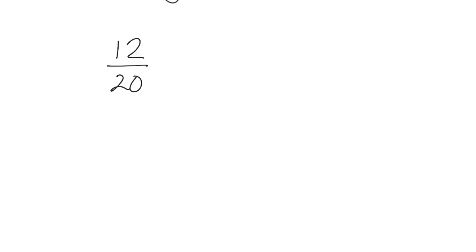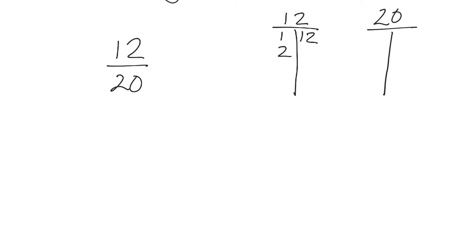You have done the greatest common factors by listing the factors of each number. So the factors of 12 would be 1 and 12, 2 and 6, 3 and 4. For 20, you would have 1 and 20, 2 and 10, no 3 because it's not divisible by 3, 4, and 5.